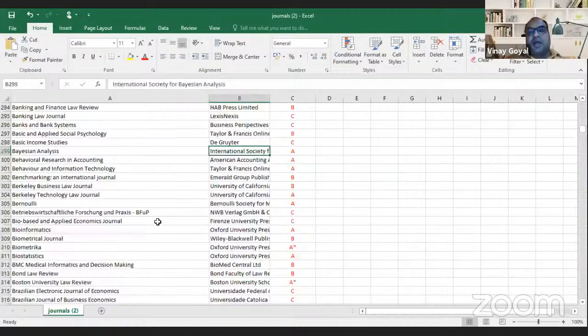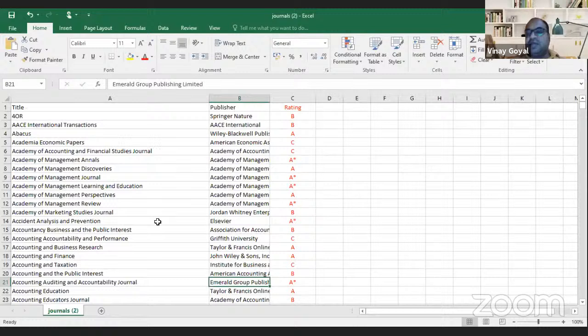Identification of the journal where you will be publishing is one of the most difficult tasks in quality publication. If you are not able to identify the journal properly, your paper is bound to be rejected, even if you have done good work.